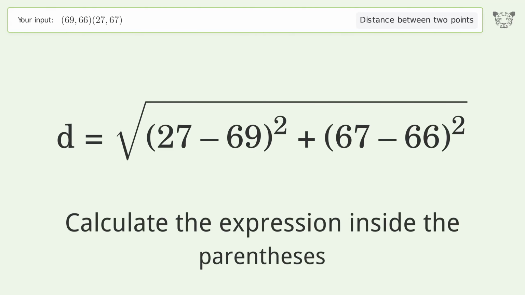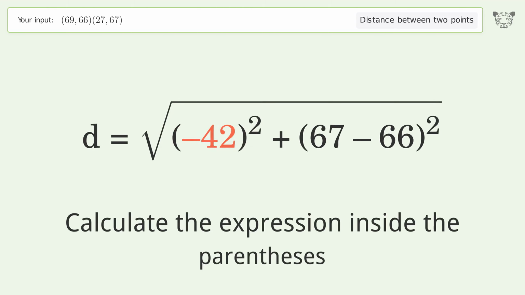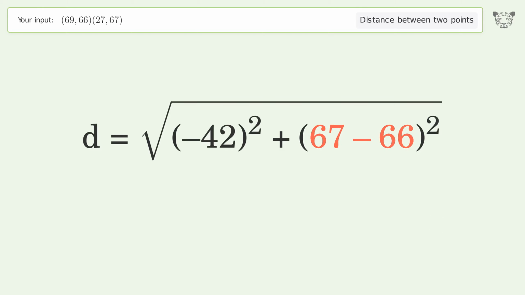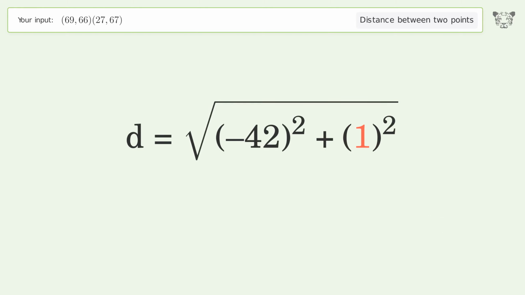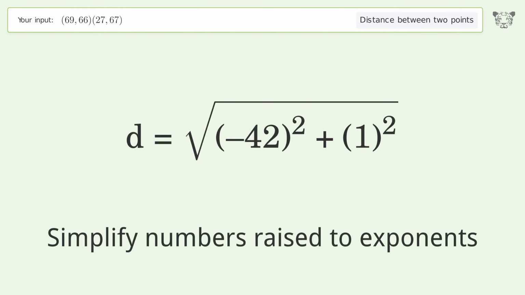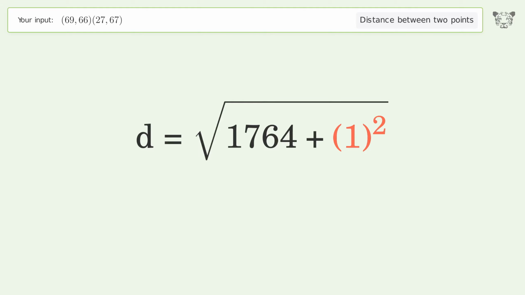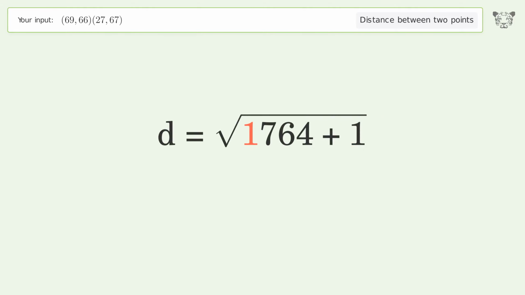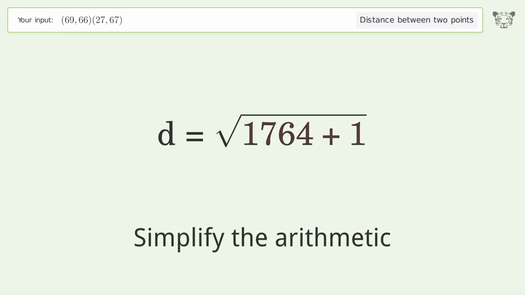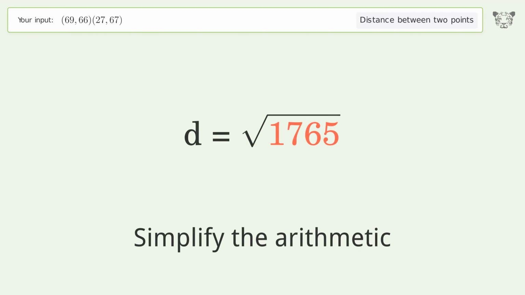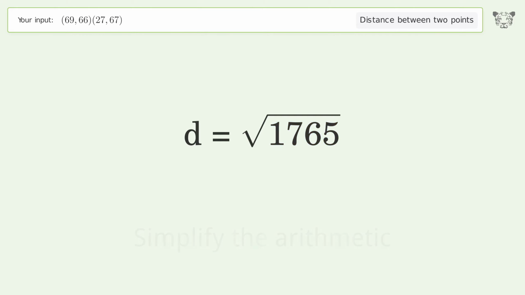Calculate the expression inside the parentheses. Simplify numbers raised to exponents. Simplify the arithmetic. And so the distance between the 2 points is the square root of 1765 or 42.012.